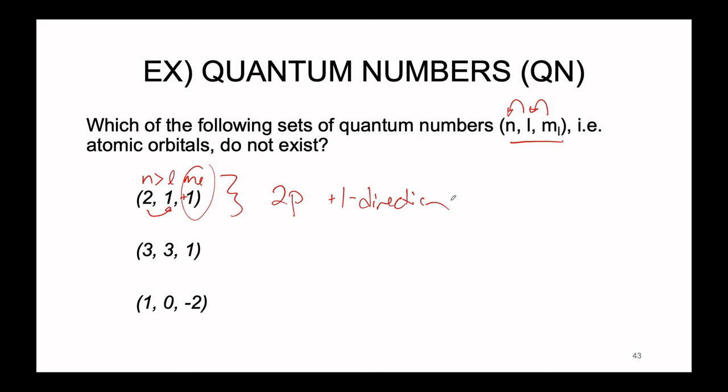And it's valid. This orbital can exist. No rules were broken. A 2p orbital in some direction of space, totally fine.